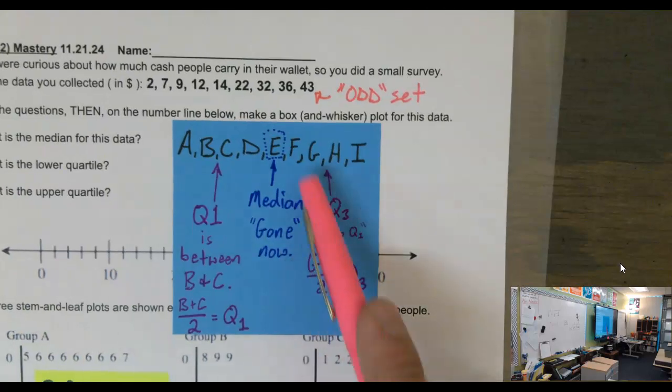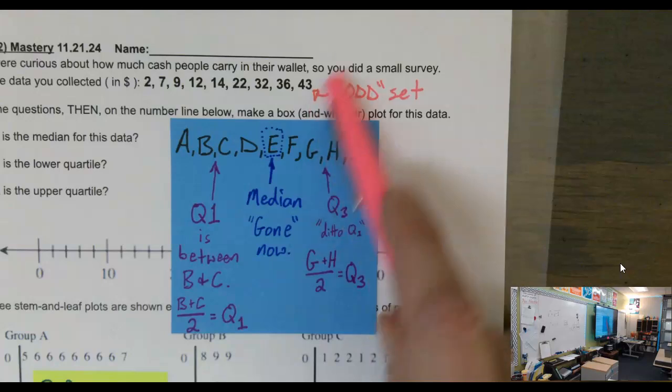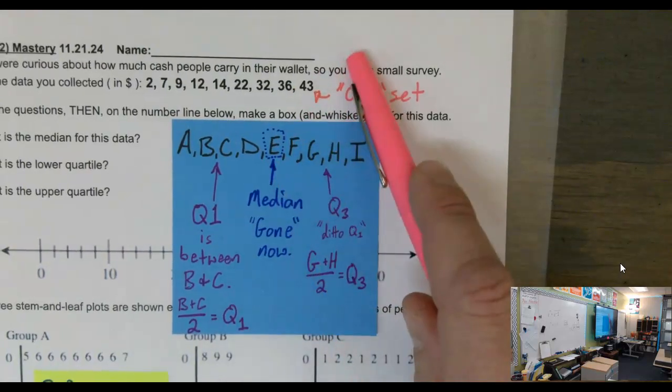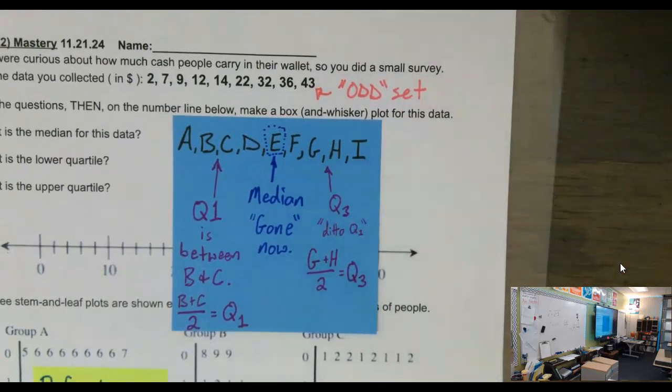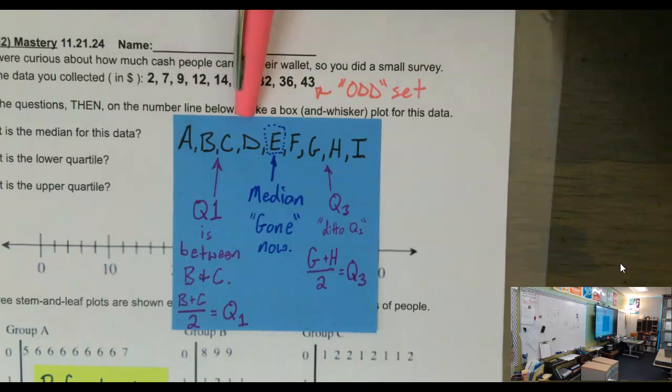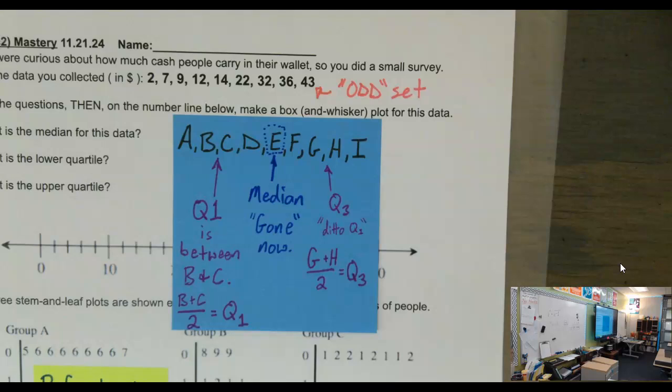And now it's gone, quote unquote. It gets used as the median. E is gone. So now A, B, C, and D. Hey guys, I'm going to say this again. There are people in this room with wrong answers on this problem.